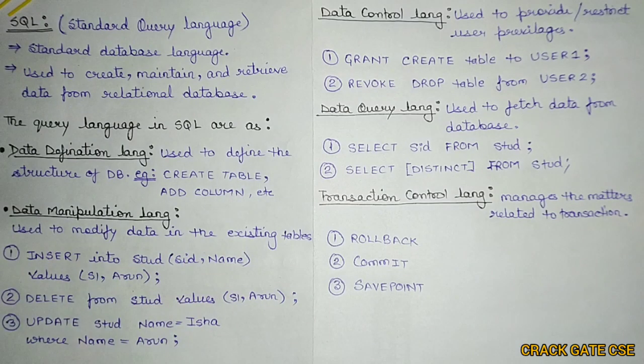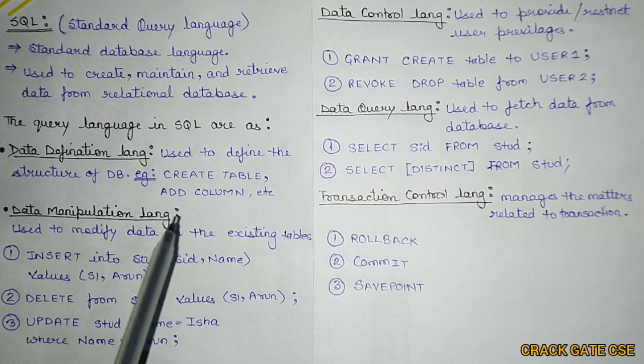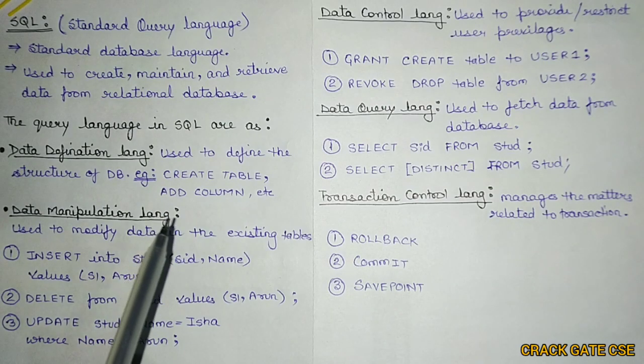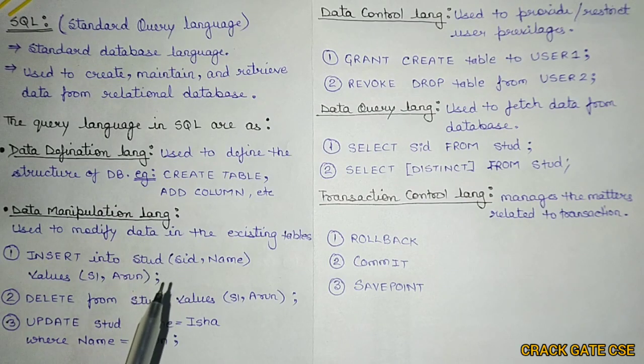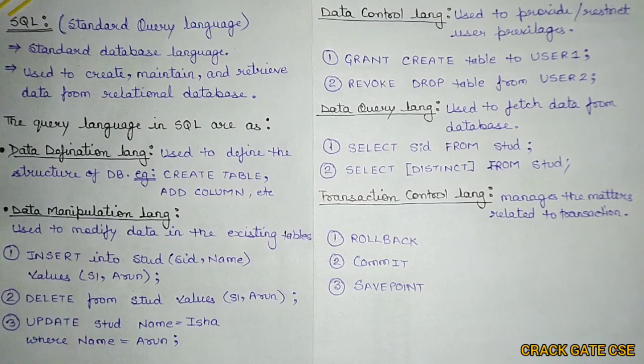What is the meaning of structure here? That means what the tables will be, how many attributes there should be in a particular table, and what the foreign key integrity constraint will be. So this data definition language deals with the outer structure of a database. That means what kind of table can exist there, how many rows and how many columns, what the limit is, and how you can implement the foreign key integrity constraint. So it deals with all the outer structure of the database.